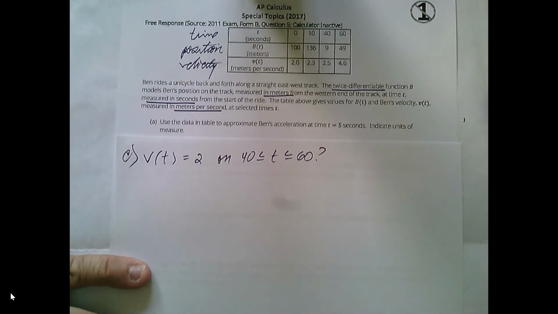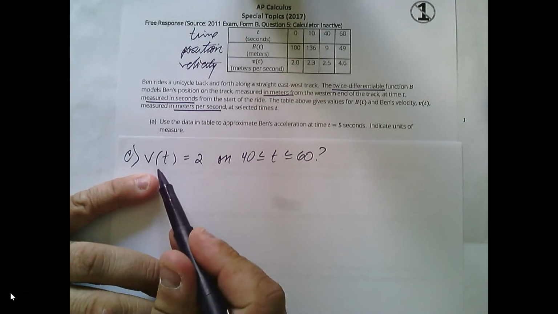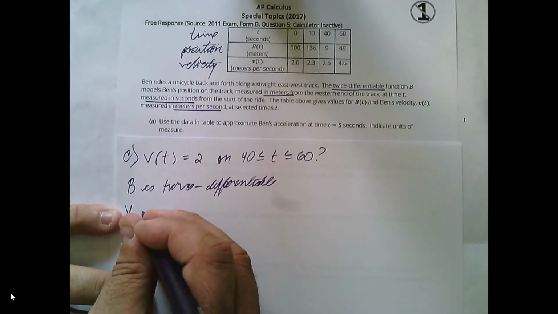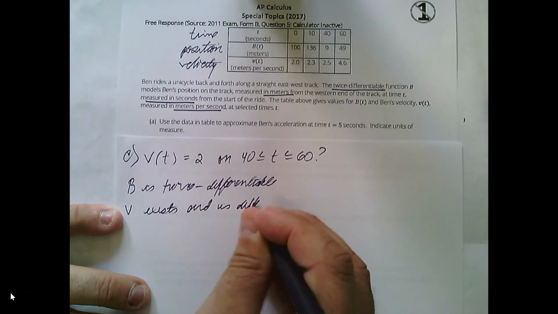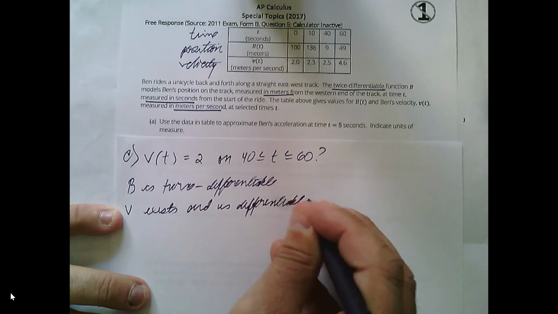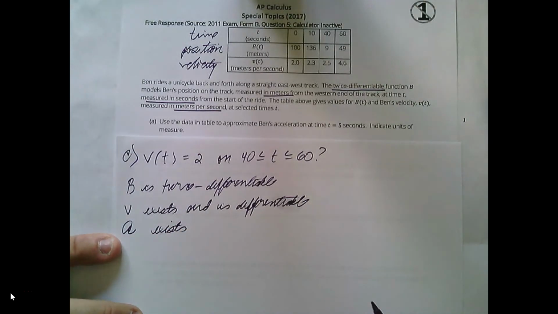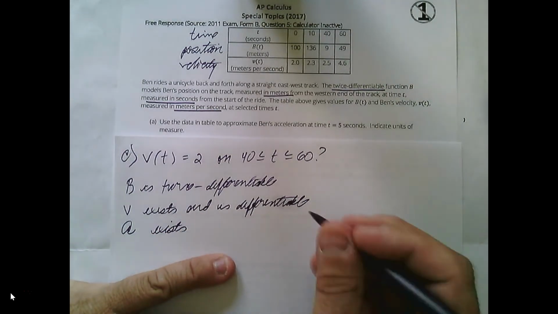Now, first time I did this problem, I said, okay, what do we know about the velocity? I know that b is twice differentiable. And well, what does that mean? That means that the first derivative exists and is differentiable. It means your second derivative, acceleration, exists.